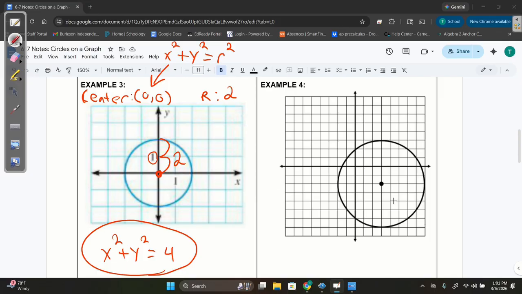If you feel confident in that, try out this next one. There is no scale, so you don't have to worry about counting by different numbers. We just count by ones. If you're not very confident, go ahead and keep watching. All right, we need to find the key features, the center and the radius. The center is located at 1, 2, 3 for the x value, and 1, 2, that's negative 2 because we went down, for the y value.